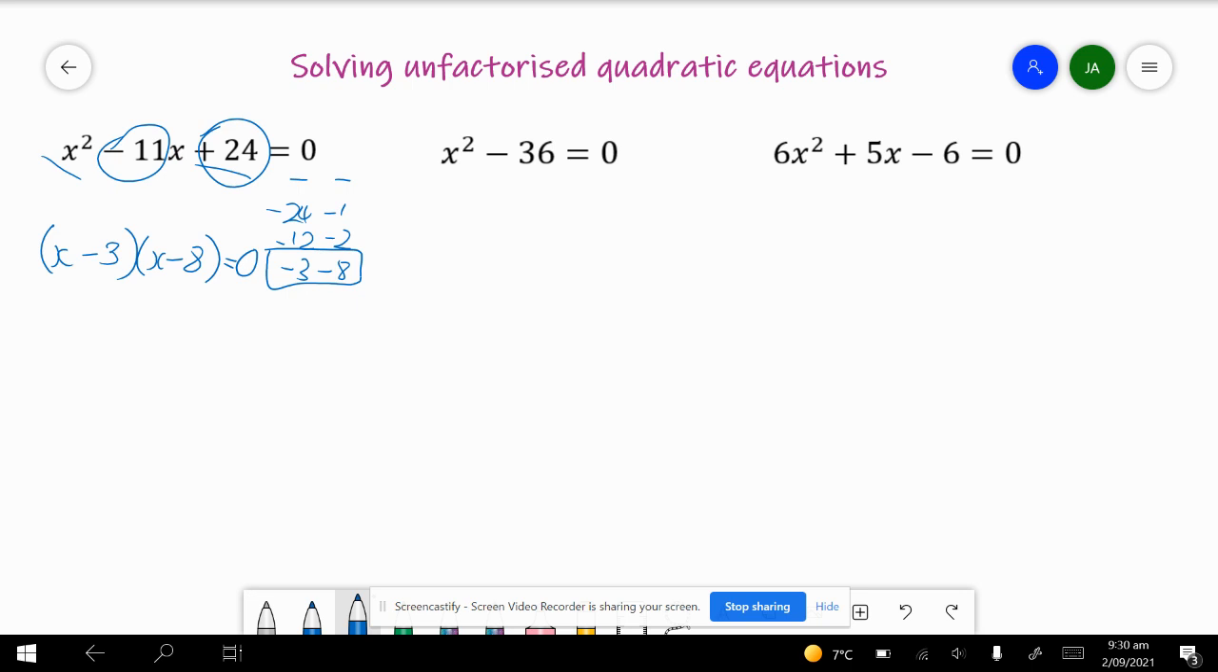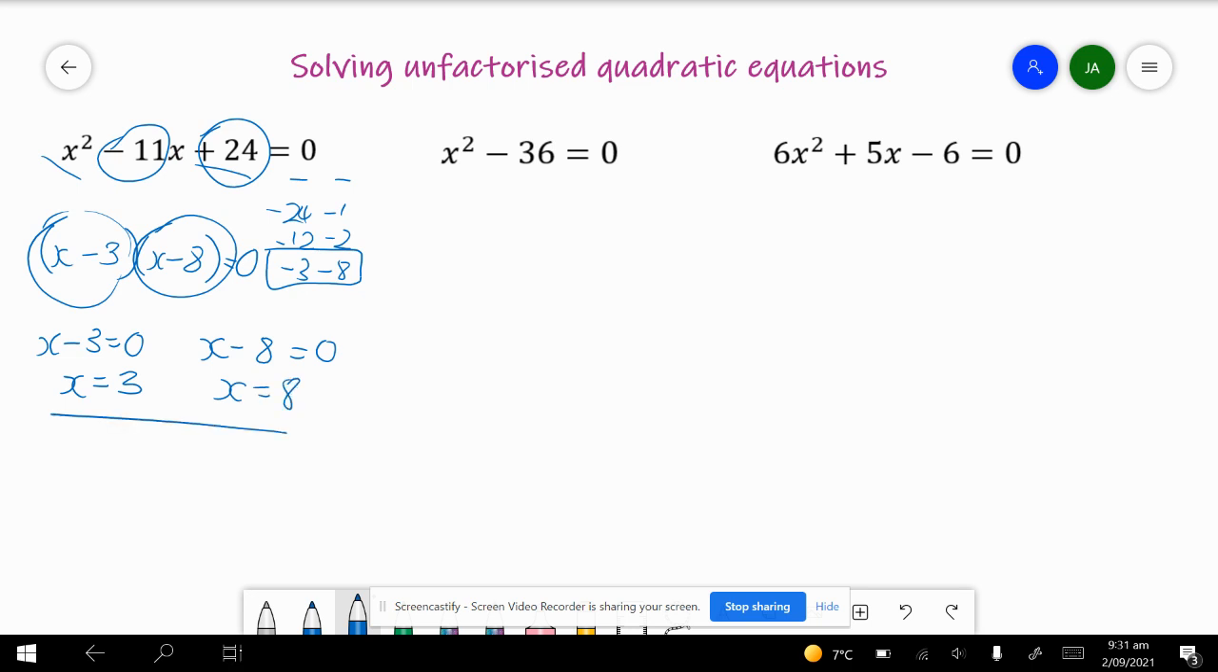And if you remember that when either of those brackets equals 0, then the whole thing would be 0. So first of all, we're going to let that bracket equal 0. So that means x equals 3. Okay, and then we've got this bracket equal to 0. And so therefore x equals 8. So when x equals 3 or x equals 8, that will be true.